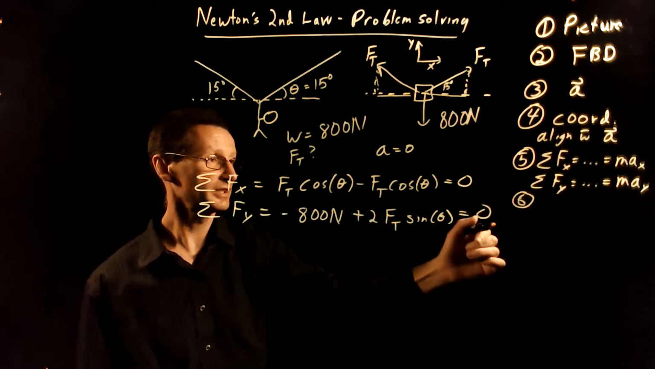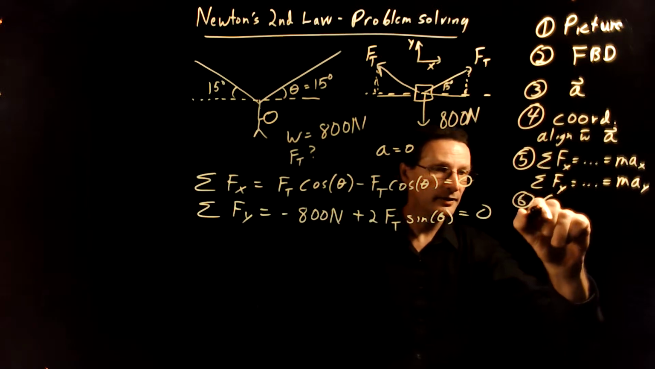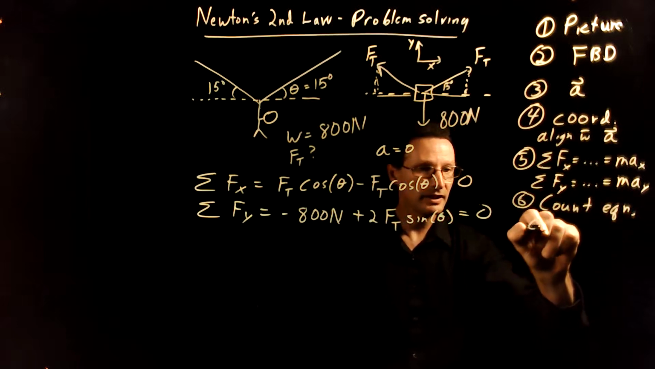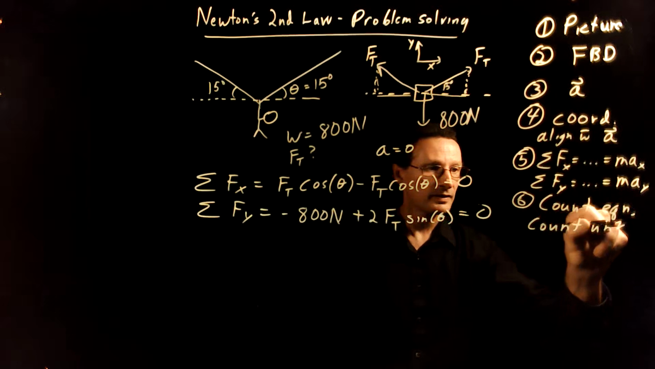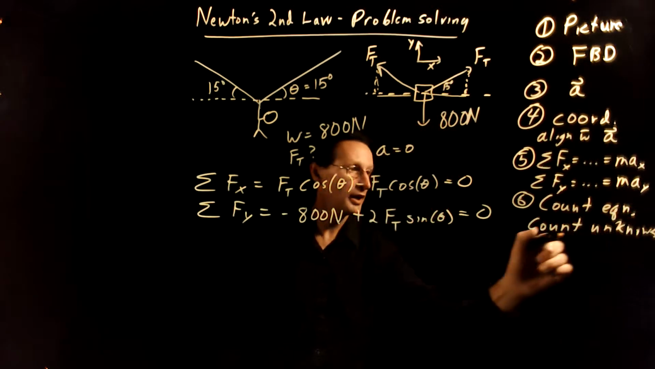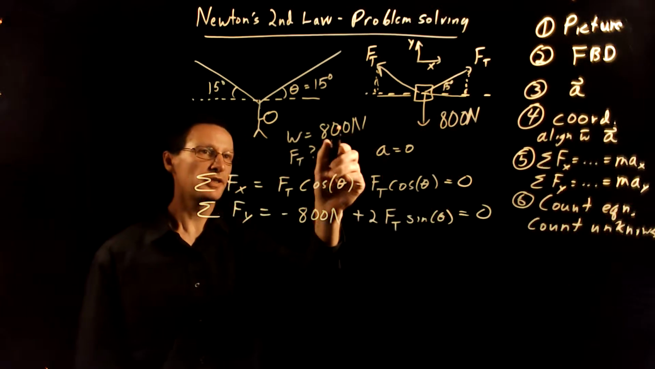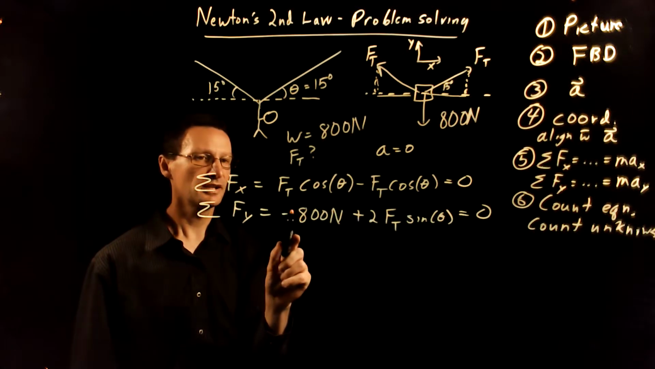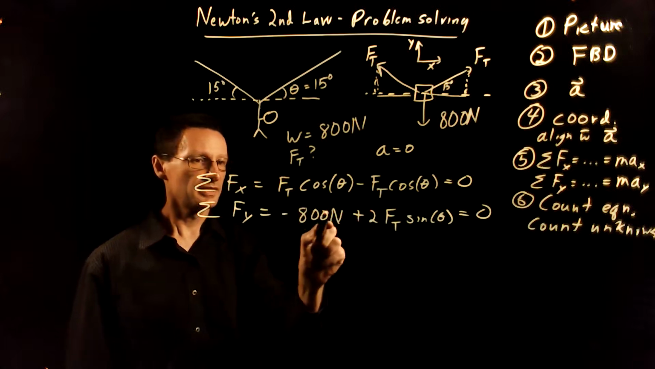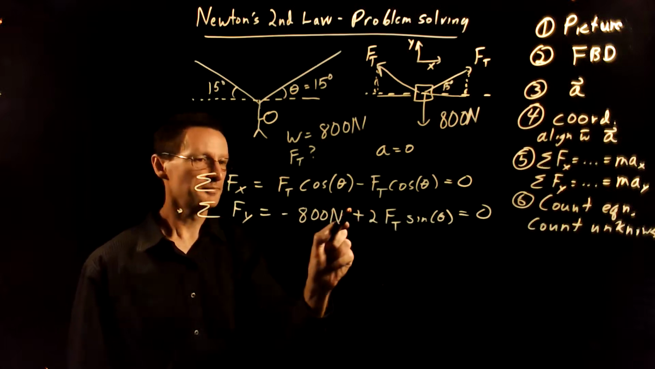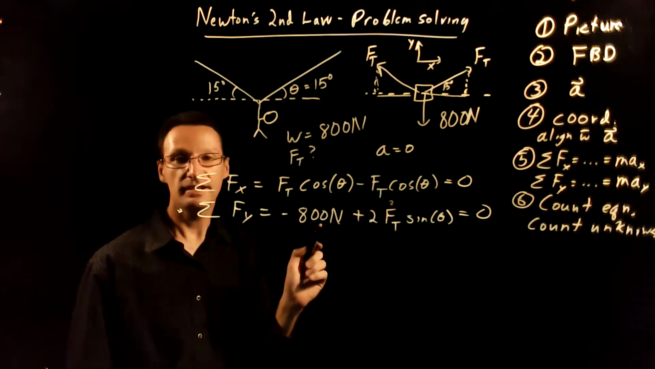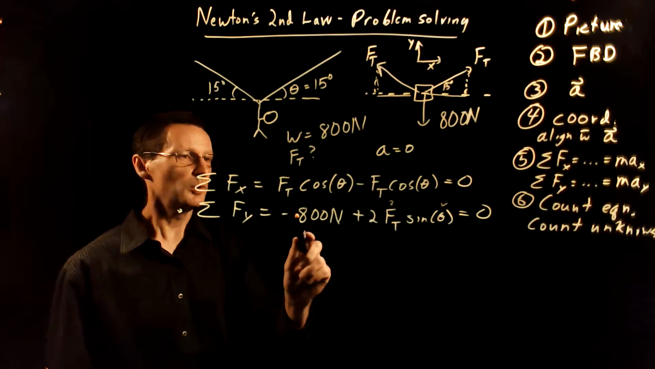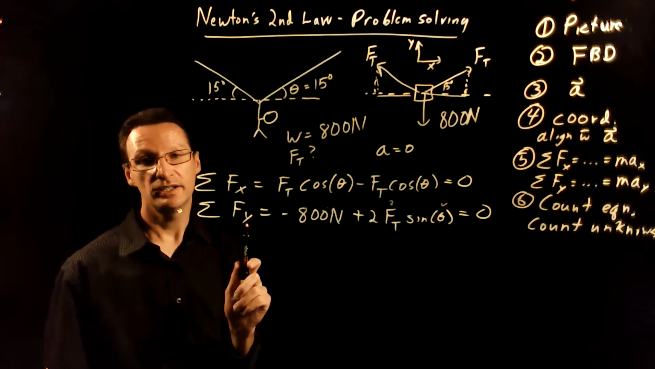For part 6 here, we want to count the equations and count unknowns. So what are our unknowns in this equation? Well, we know the weight, we put that in. We know theta is 15 degrees. Let me just concentrate on this equation here. We don't know the tension force. That's what we want to find. We know that. So we really have one equation and one unknown.